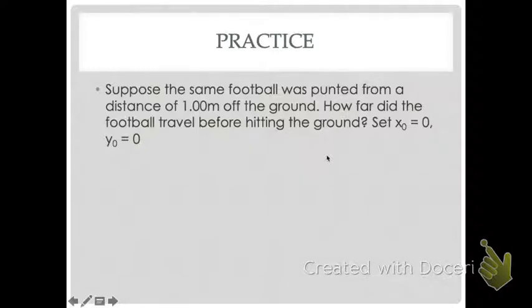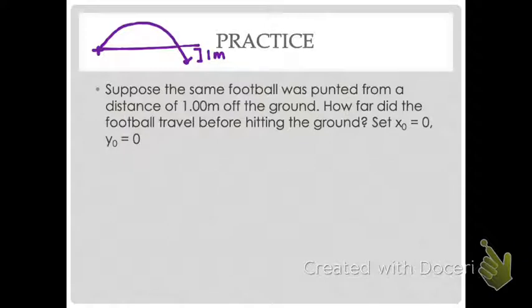All right, now suppose the same football was punted from a distance of 1 meter off the ground. How far did the ball travel before hitting the ground? So we're looking at the same initial scenario, but now, like we said, we're not starting and ending at the same height. So this is what it looks like. Here's my origin. Just launch through the air, and it's going to land down here. Here's the ground. There's a difference here of 1 meter.